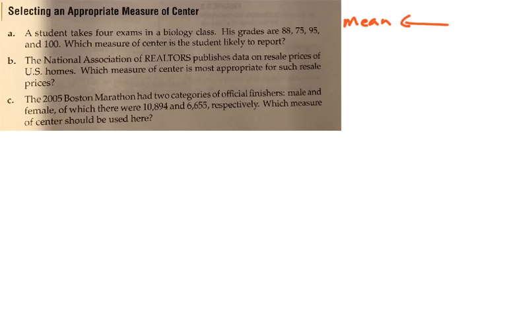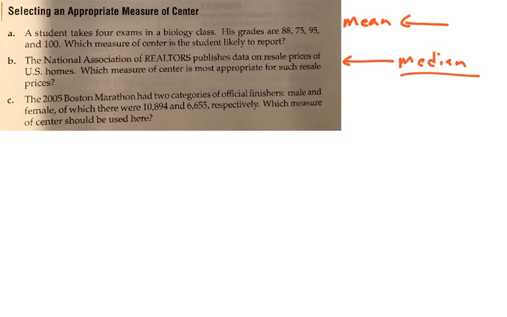B, the National Association of Realtors publishes data on the resale prices of U.S. homes. Which measure of central tendency is the most appropriate for resale prices? Okay. So there are some really, really big houses out there, and they have extreme price tags. So I would want to use the median, okay, which wouldn't be as influenced by these really large, expensive homes, okay?